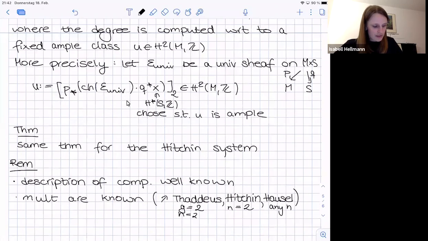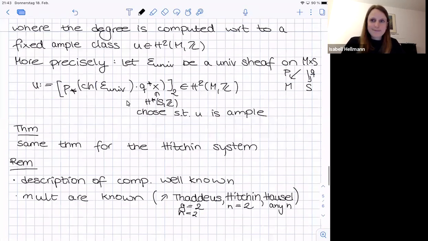And so to prove this theorem about the Hitchin system, you have to know this description of the components. Then what you can show is that not only the nilpotent cone deforms, but every component, so the smooth locus of every component, deforms. And so this way you can conclude that multiplicities and degrees stay constant. Yeah, which is quite nice.